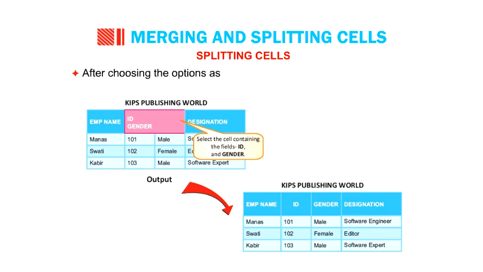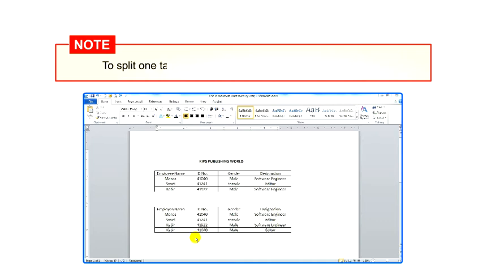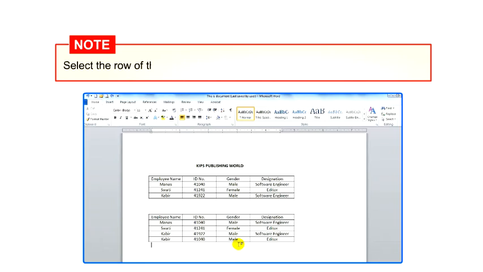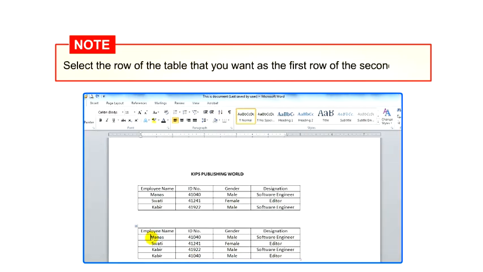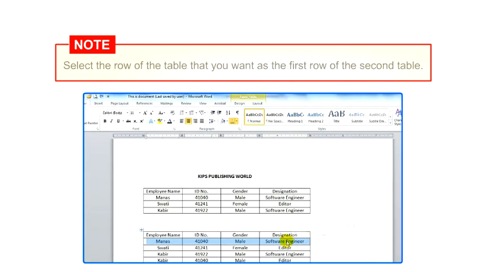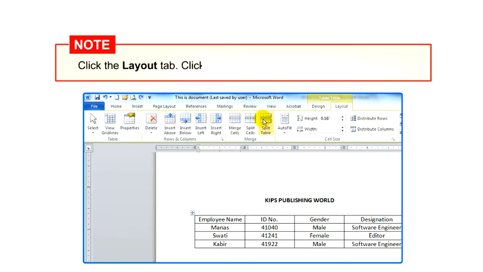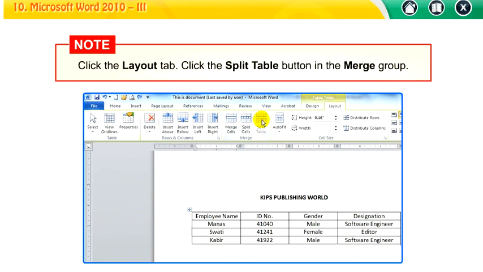After choosing the options as shown, you will see the following output. Okay, students, note to split one table into two tables, you must do the following. Select the row of the table that you want as the first row of the second table. Click the Layout tab. Click the Split Table button in the Merge group.